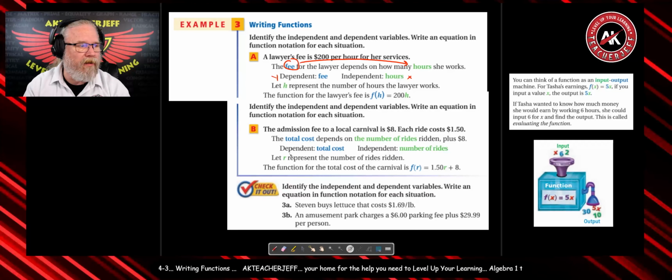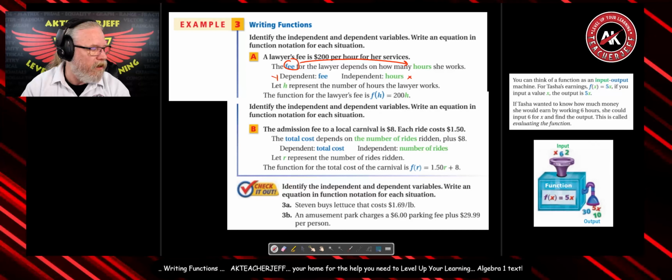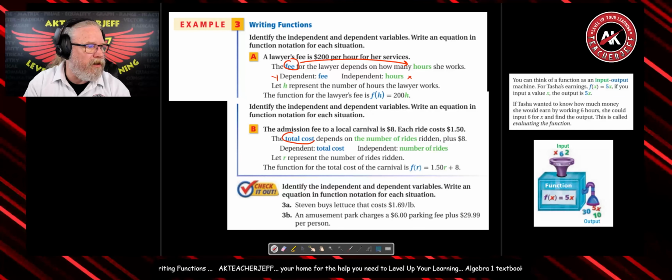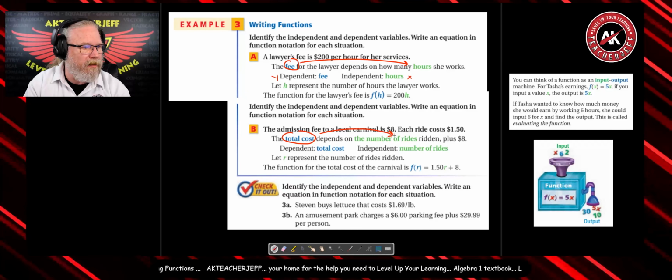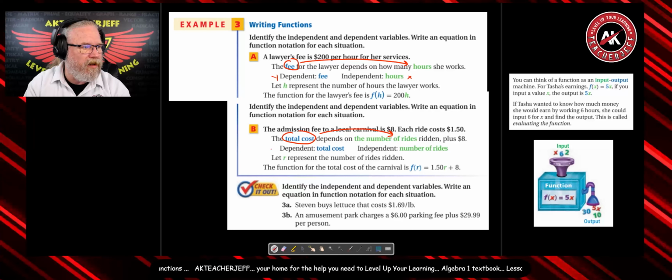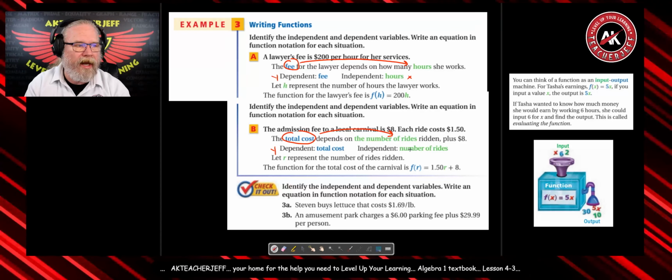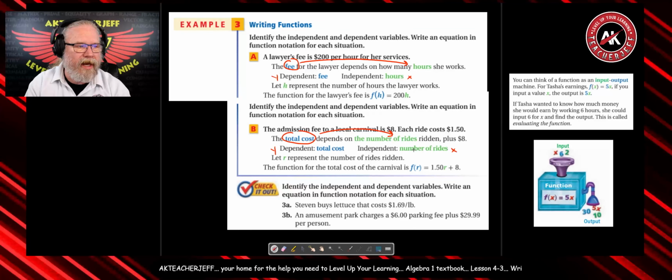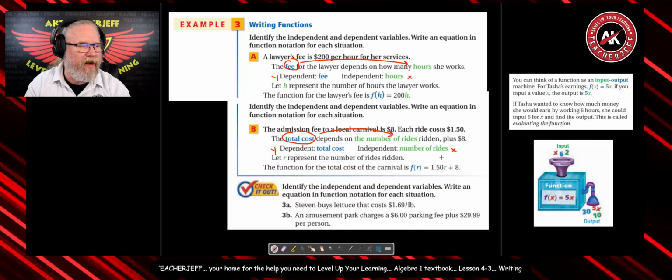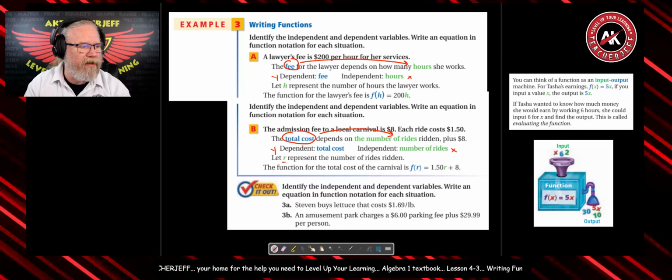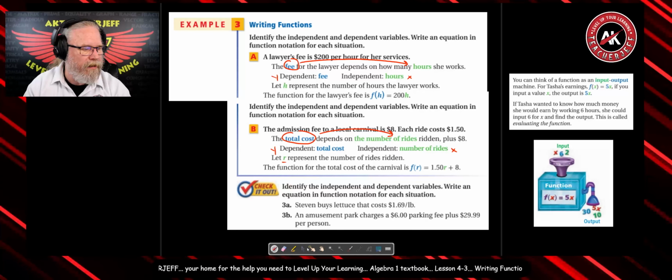So the total cost depends on the number of rides. So what depends on what? So total cost, we're going to go ahead and circle the total cost. That depends on the number of rides that you ride. So total cost is your y value. Hang that d on the y-axis and hang the I on the x-axis. So x is going to represent the number of rides. We're going to let r represent the number of rides that's ridden.